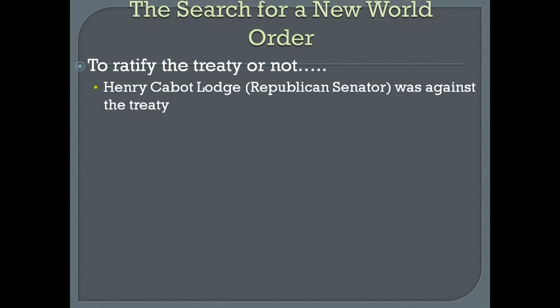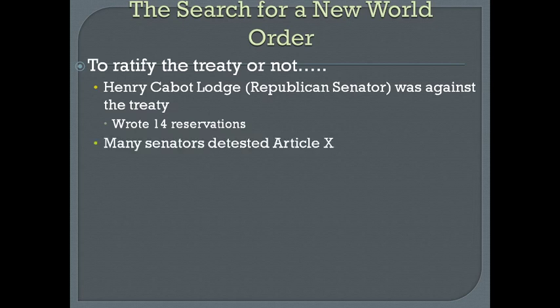And ultimately, the treaty was not ratified, as Henry Cabot Lodge, who was a Republican senator, definitely pushed hard against the treaty. He wrote his 14 reservations, or his 14 responses to President Wilson's 14 points. And not only him, but many senators also detested the infamous Article 10.